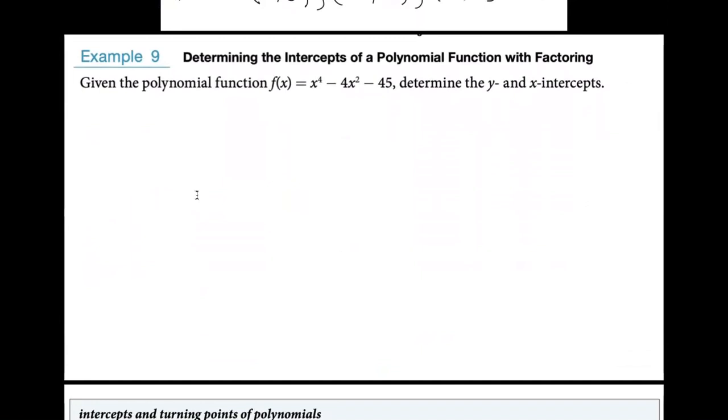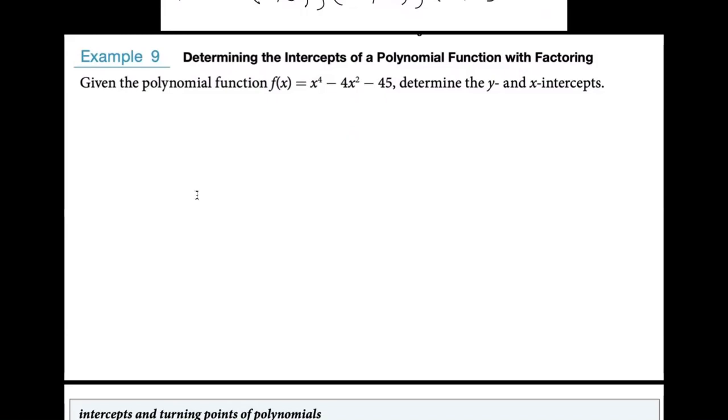All right, again, notice our degree. This is a degree 4 polynomial, so it means we have a possibility of 4 x-intercepts. Y-intercept, you can only have 1, because if you have more than 1, then you don't have a function anymore. The graph is touching the y-axis twice, and it will not pass the vertical line test.